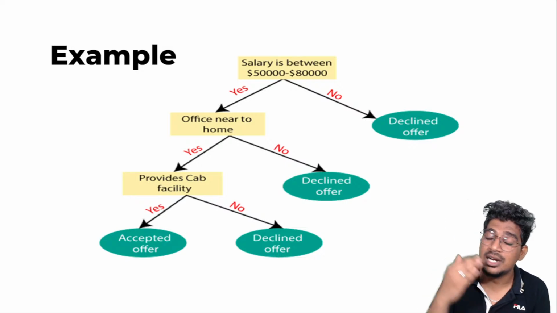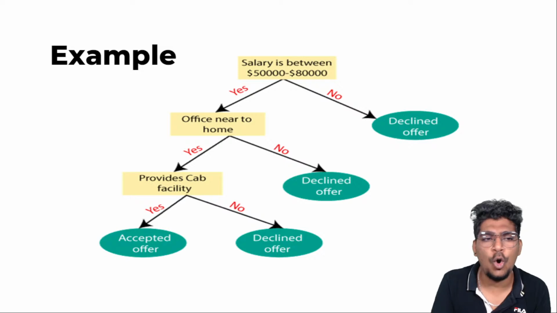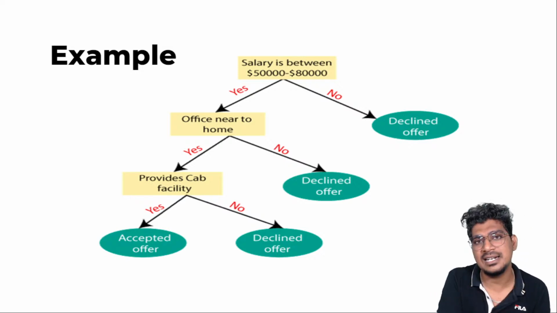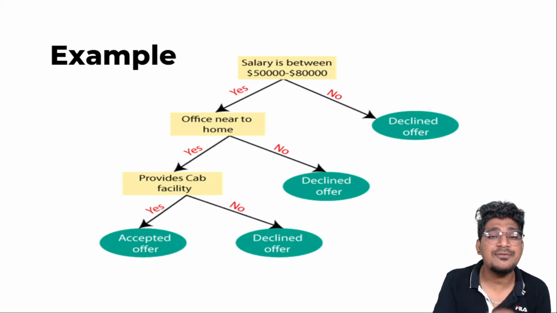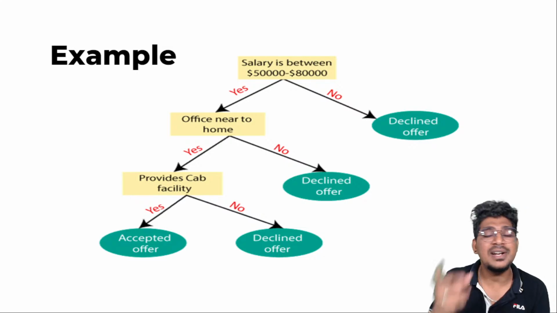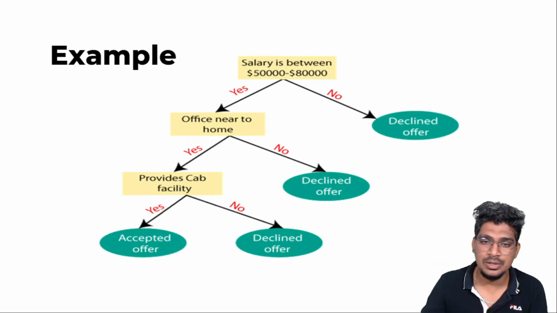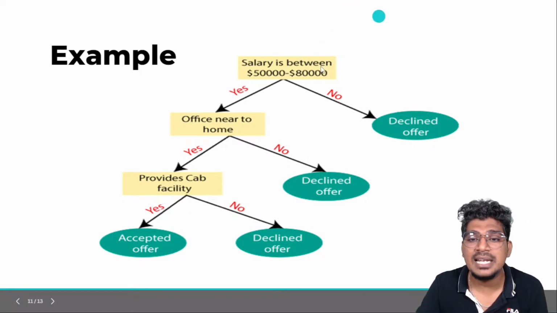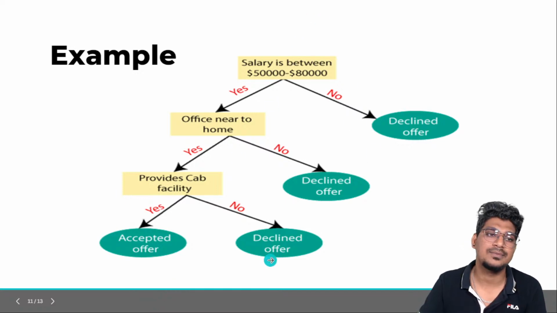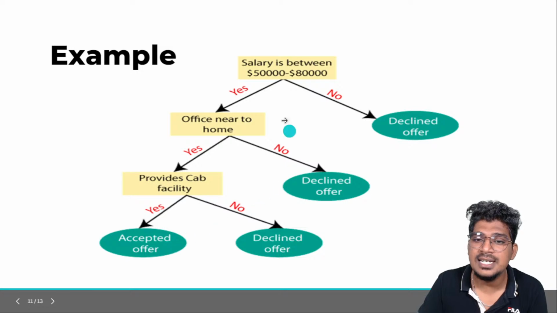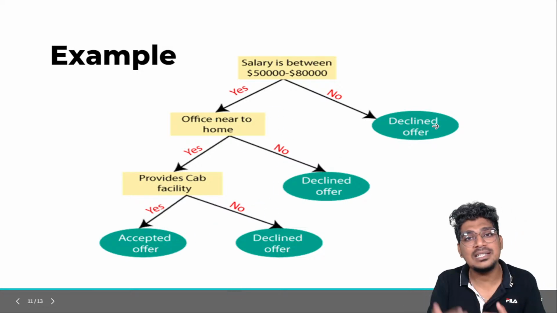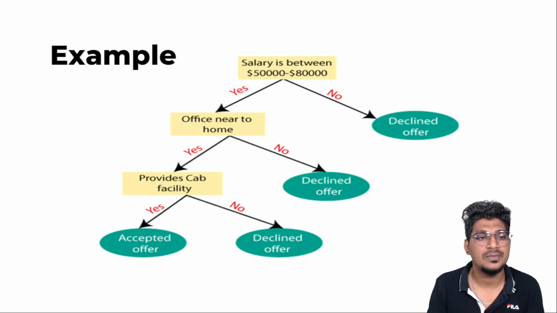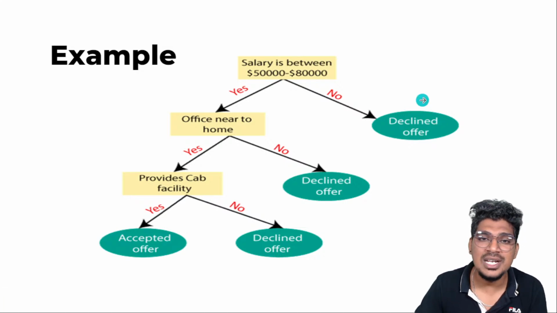Otherwise, the next condition: is the office near to the home? If yes, there is another condition: do they provide a cab facility? If yes, the person will accept the offer. So depending on several conditions, the offer will be accepted. Otherwise it is going to be declined. If any one condition is no, it goes to decline. So this is the way the decision tree works.